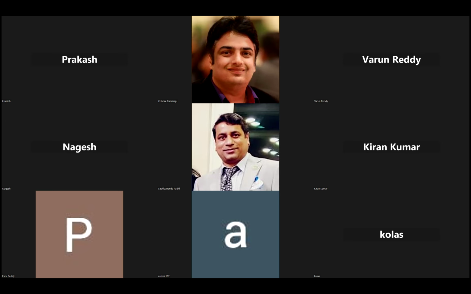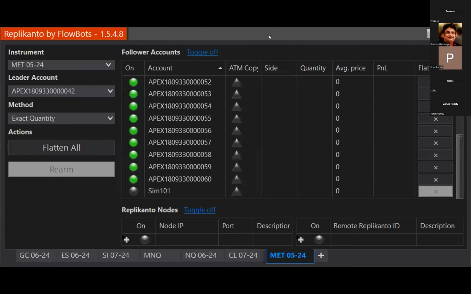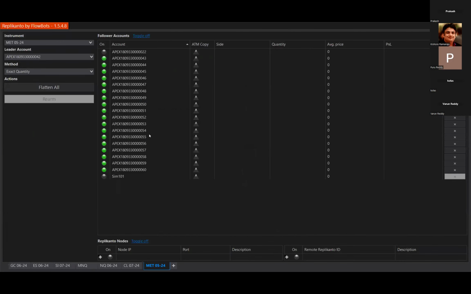Are you able to see my screen? Yeah, I can see now. Okay. You don't have any duplicate windows, right? You have only one Replicant window. Yes. Okay, so here I have added all the accounts.